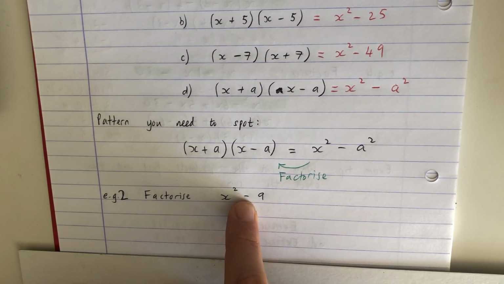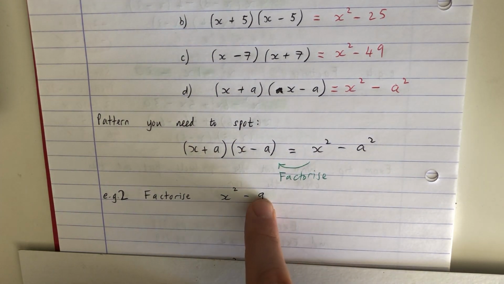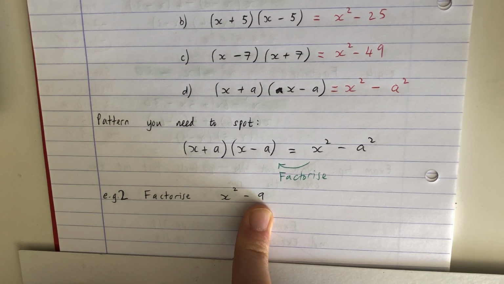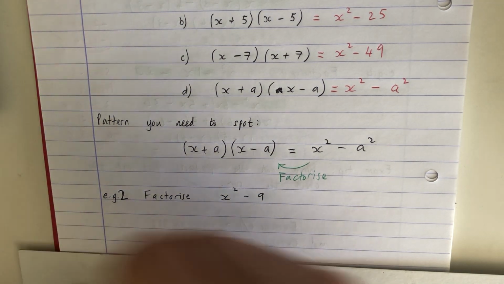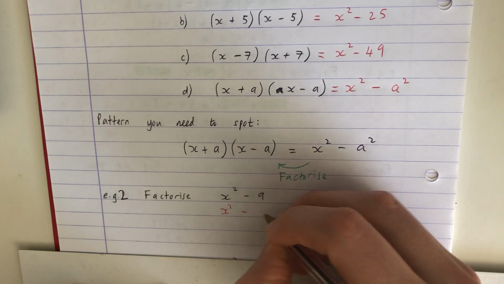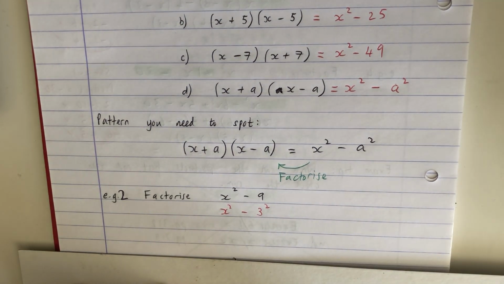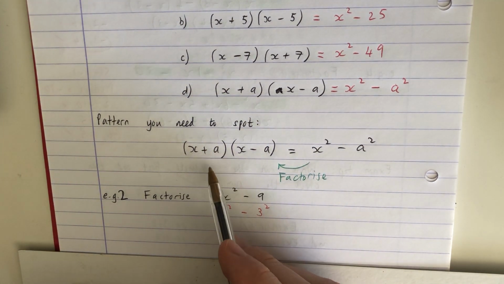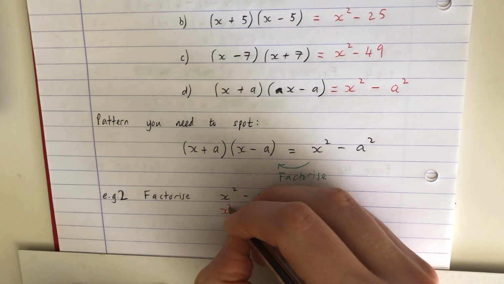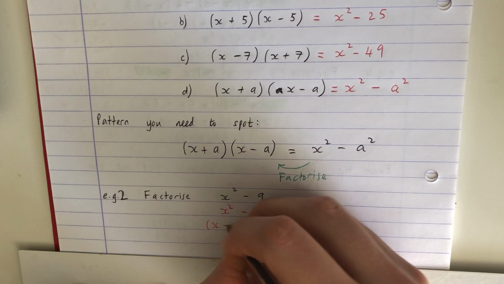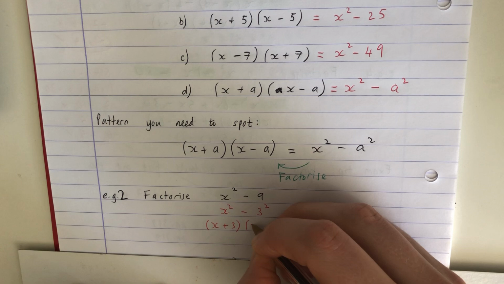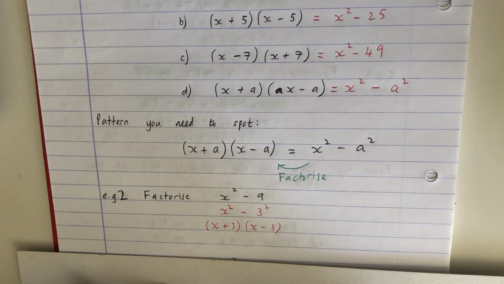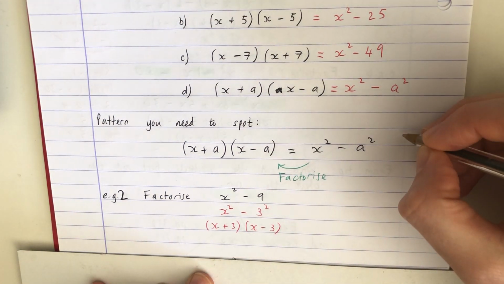minus a squared. What would that be? That would be effectively x squared minus 3 squared. And then you can work backwards. And then this is (x + 3)(x - 3). So you skip straight to the answer. There's no need for any other workings. It's just spotting this special case and working backwards.